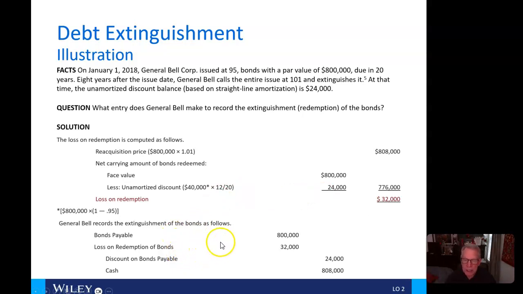General Bell records the journal entry for the extinguishment of the bonds as follows. The bonds payable, we're going to zero out. That's what we've been carrying as a credit; now we're debiting it to zero it out. We have additionally a loss on the redemption of the bond, which is a debit of $32,000. We're going to credit the discount on bonds payable because that's what's remaining as unamortized discount. We'll zero that out and pay cash of $808,000.